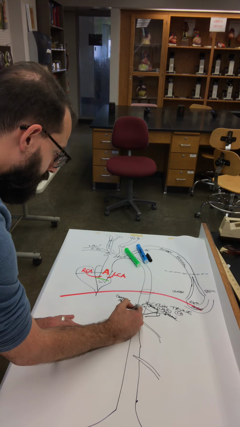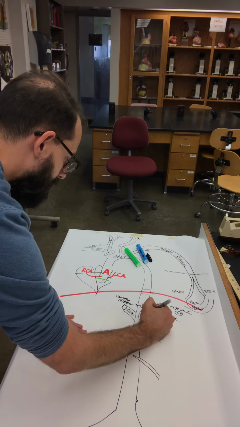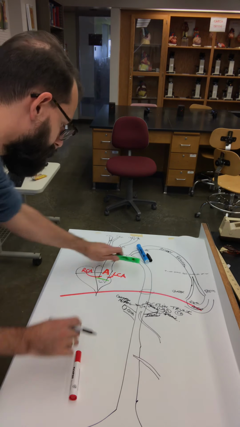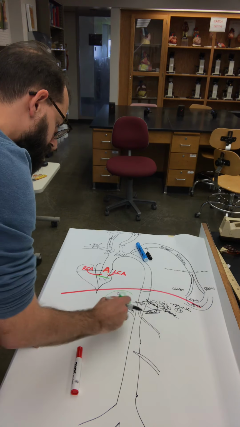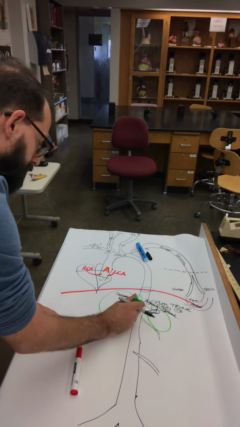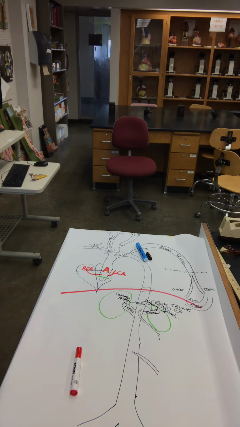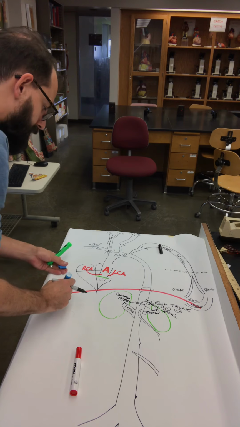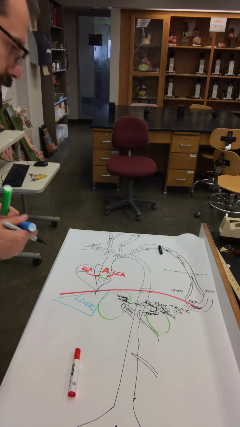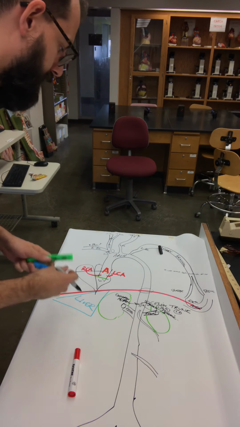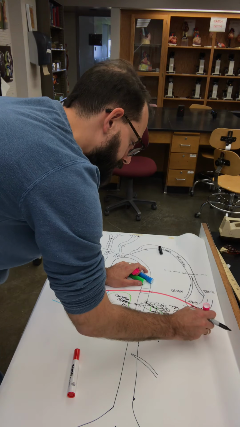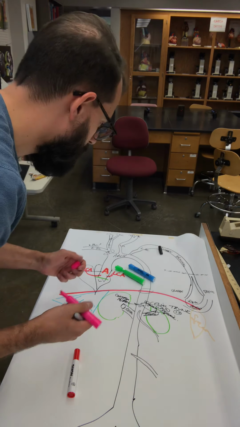There are 2 renal arteries, left and right. Those supply the kidneys. There's, of course, a large liver in the right upper quadrant. That's where the common hepatic travels. And then there's a spleen in the left upper quadrant.